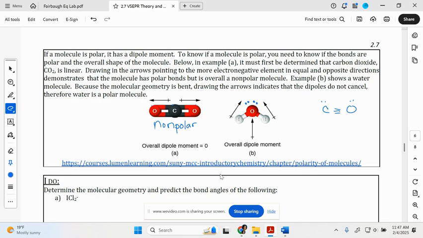But because there's a significant electronegativity difference between those two, this is going to be your negative end and this will be your positive end. And again, we can show that with an arrow where we have the tail of the arrow with a plus sign, and this is pointing towards the negative end.